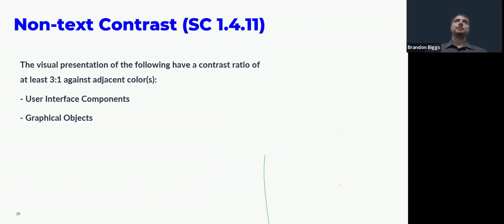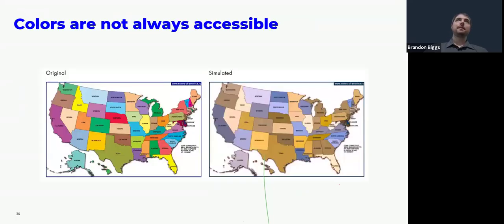So non-text contrast is the next element that I want to go over. And basically what this requirement states is that you need to have a 3-to-1 ratio for any feature that's on the map. And so here's an example of why having a 3-to-1 ratio is so important.